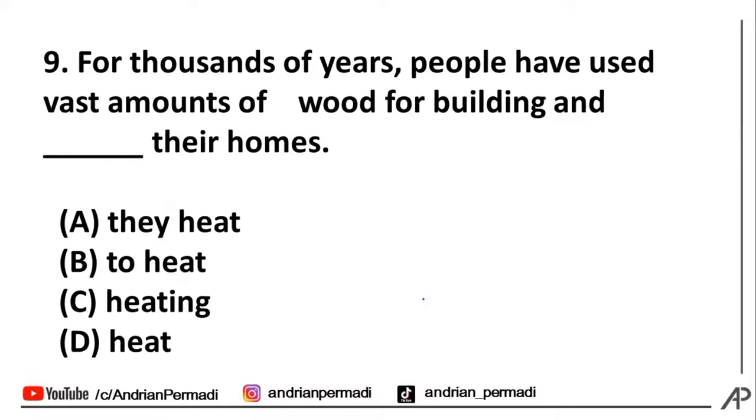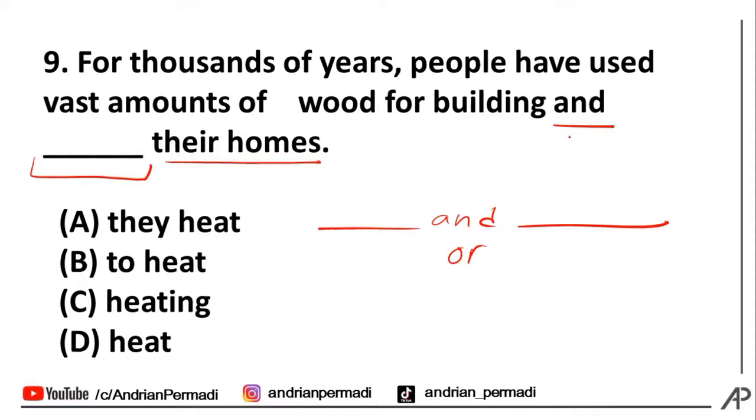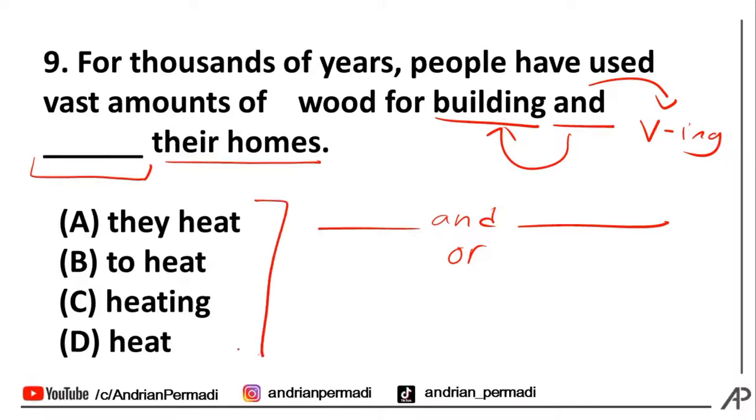Let's go to number nine. For number nine, we are able to see that the blank space is near a noun, their homes. And we are able to see that it is also near a coordinate connector, which is "and". If we find coordinate connectors such as "and" or many others, then the structure of words, phrases, sentences before and after should be the same. In this case, we are able to see that there is the word building. Hence, the word after "and" should be in the same form, which is an -ing. Therefore, if we look at the following choices, the answer is C, heating, as heating has the same structure as building.